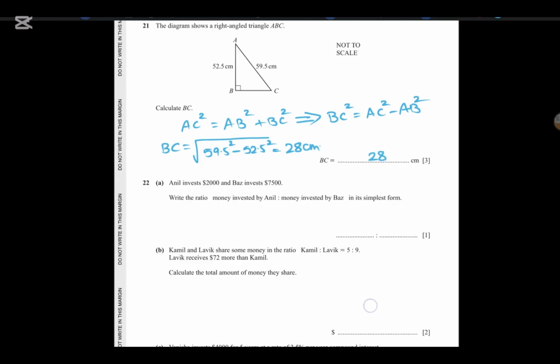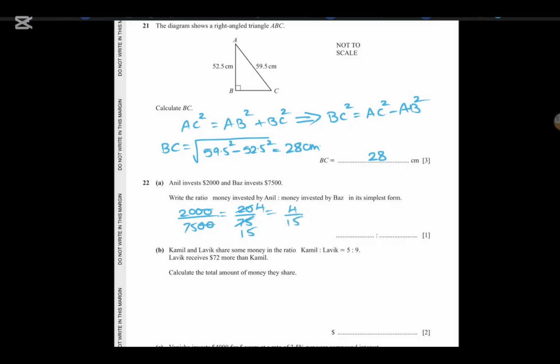Question number 22. Anil invests $2,000 and Baz invests $7,500. Write the ratio money invested by Anil is to money invested by Baz in its simplest form. So the two amounts are given, just write them as fractions and simplify them to its lowest term. So 2 zeros get cancelled, I get 20 by 75. 5 times 4 is 20, 5 times 15 is 75. 4 by 15 is the ratio.